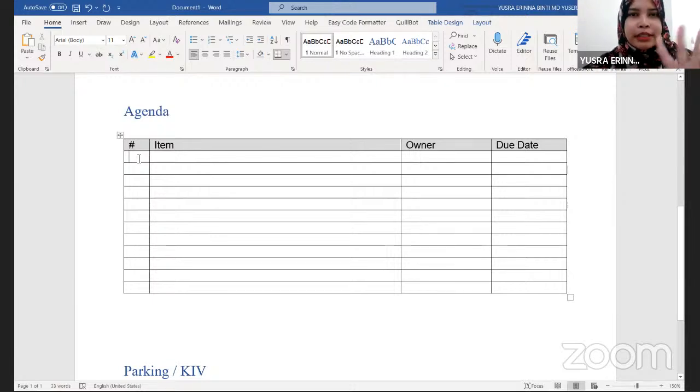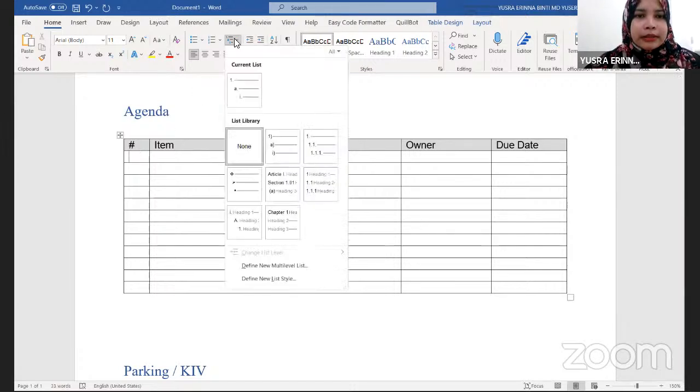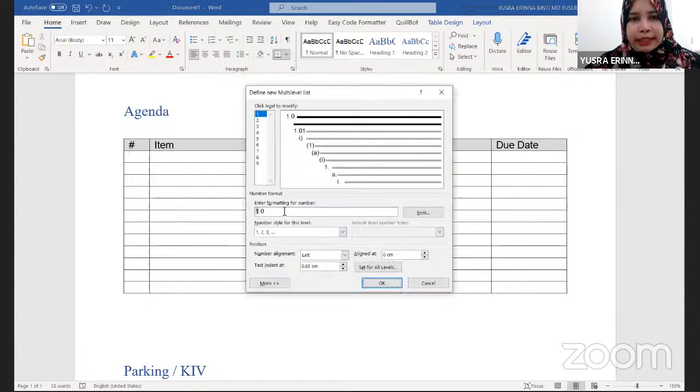I rasa macam kita nak buat bank keyword pula, tapi tak apa. Okay, I'm going to show you on how I will buatkan benda ni jadi automatic numbering. Okay, so I will go over here. Okay, I will define new multi-level list.